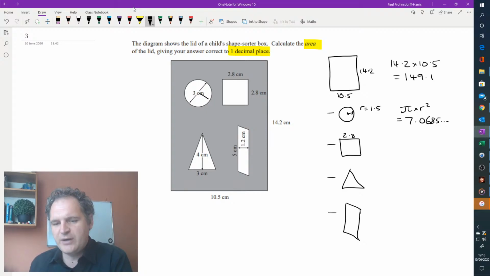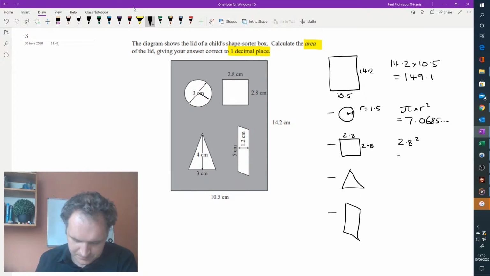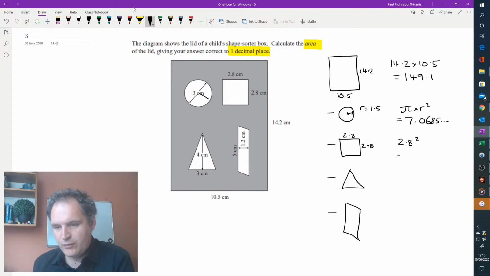This one is going to be 2.8 times 2.8. So the area is going to be just 2.8 squared, which is 7.84.